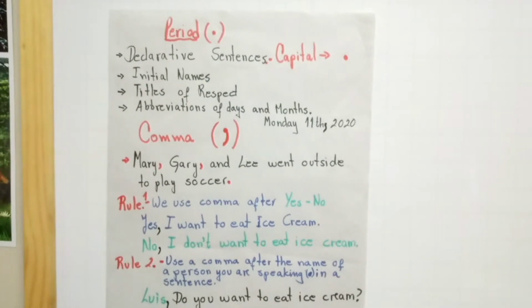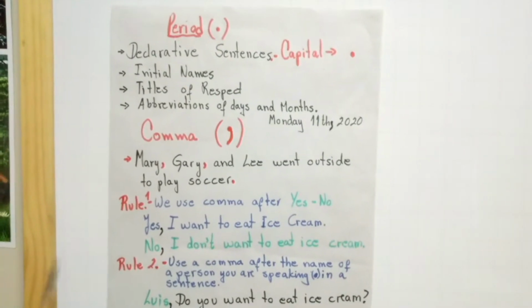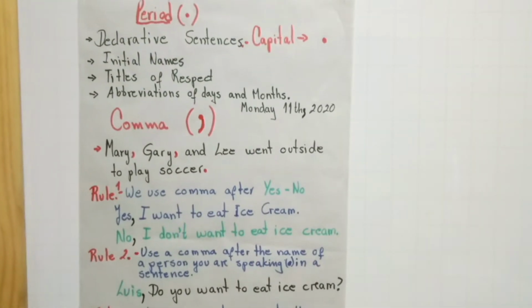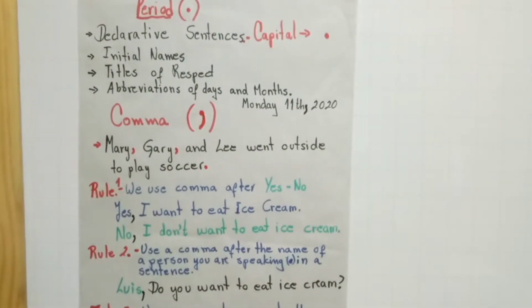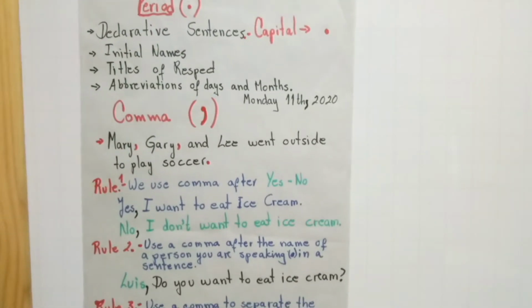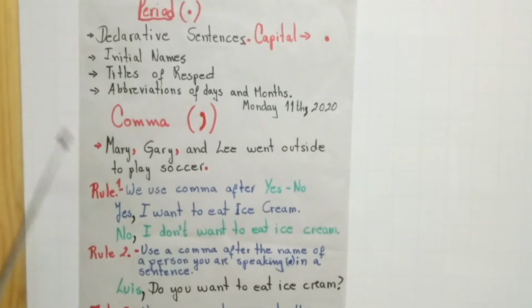Then we use periods after initial names. This is rule number 2, initial names. For example, if I wanted to say L. Cortez Quesada, that's my name, right? My first name and last name.